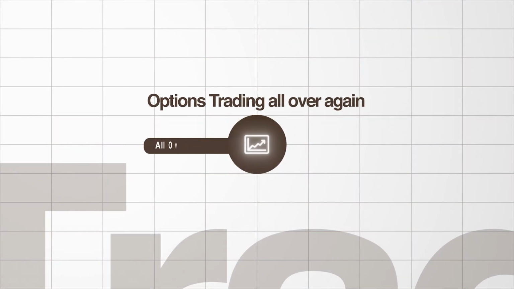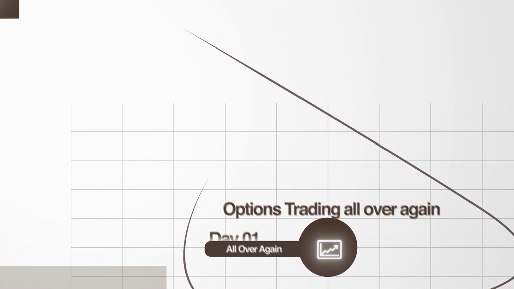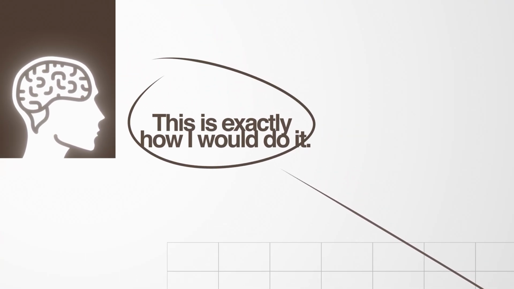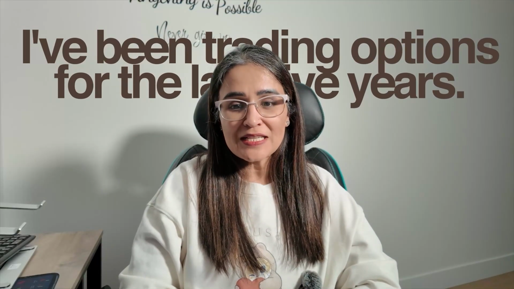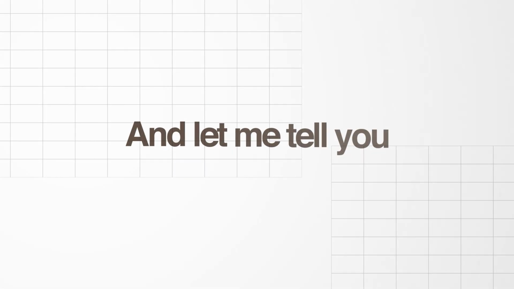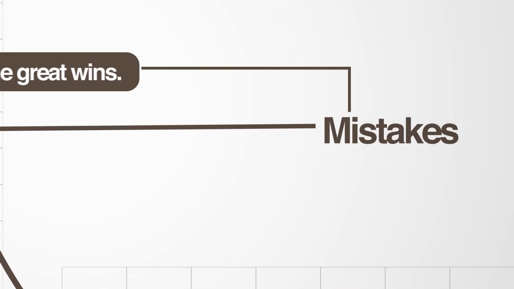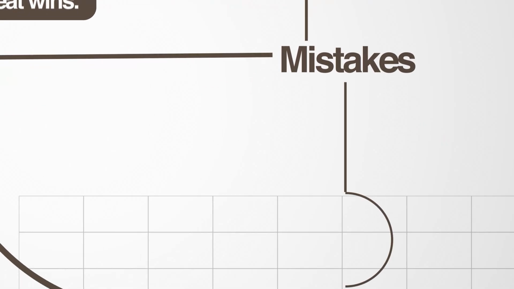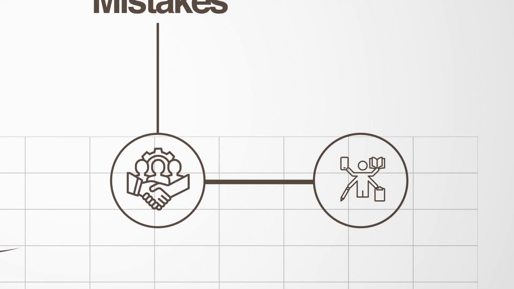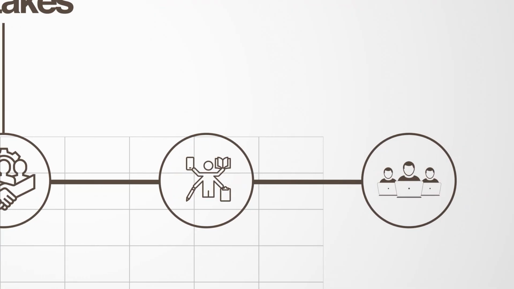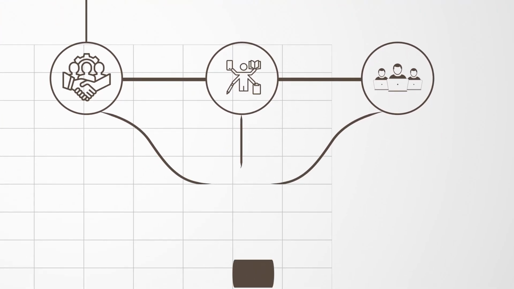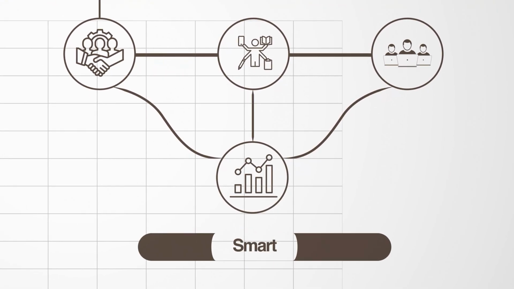If I had to start options trading all over again from day one, this is exactly how I would do it. I've been trading options for the last 5 years, and let me tell you, I've had some great wins, but I've also made a lot of mistakes. I've also learned what really works. I've studied hard, and I've helped over 800 other traders learn how to trade options in a simple, smart, and consistent way.